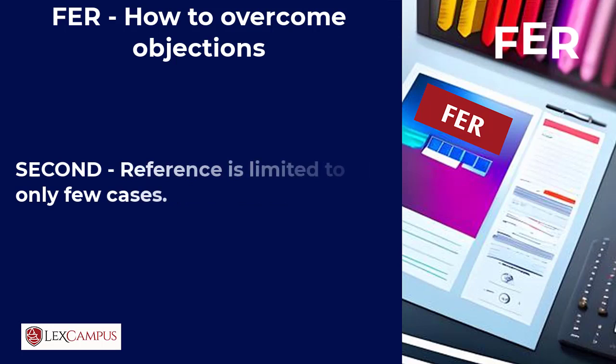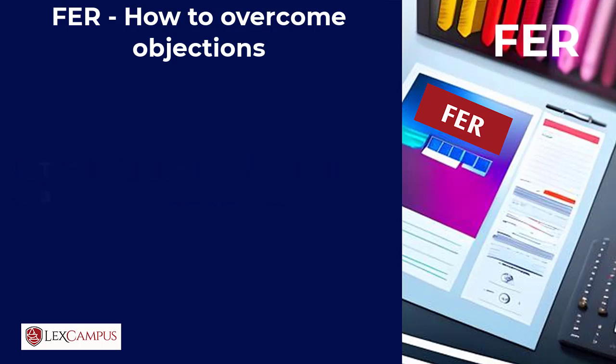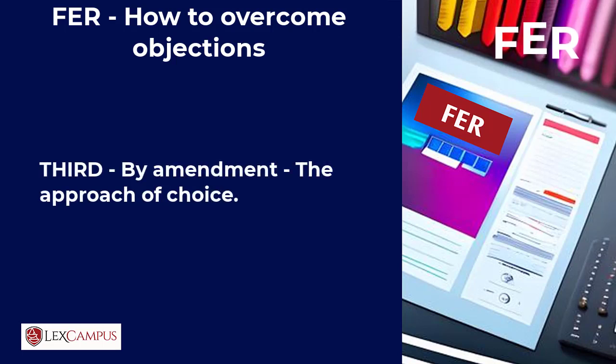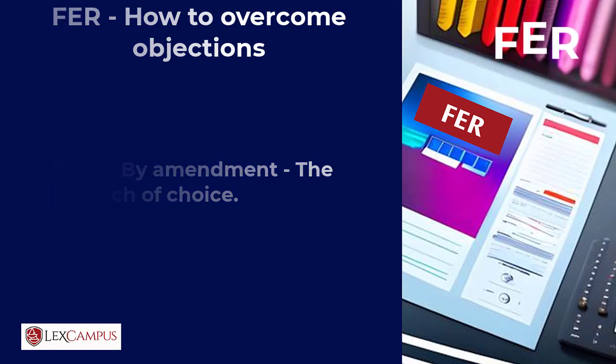Second, reference is limited to only a few cases, like potential infringement, where you make the reference. And amendment is the approach of choice, because when you amend, the patent office is also happy because the patent office pointed something out, and you changed it. So amendment is the norm. In fact, normally patent agents will argue and then also, by way of abundant caution, have an amendment along with it. So if the argument doesn't work, at least the amendment would do the job.